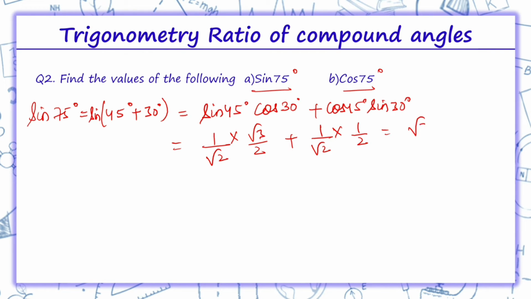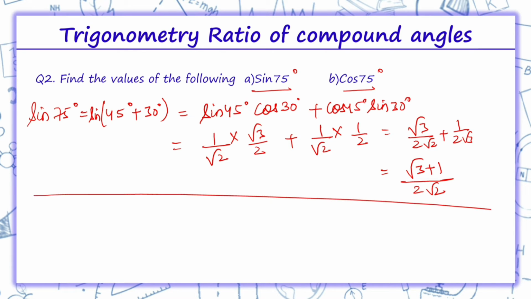So we will solve it, we will get root 3 by 2 root 2 plus 1 by 2 root 2. Thus the answer will be root 3 plus 1 by 2 root 2. Next is cos 75 degree. So cos 75 degree will again be written as cos(45 plus 30) degree.